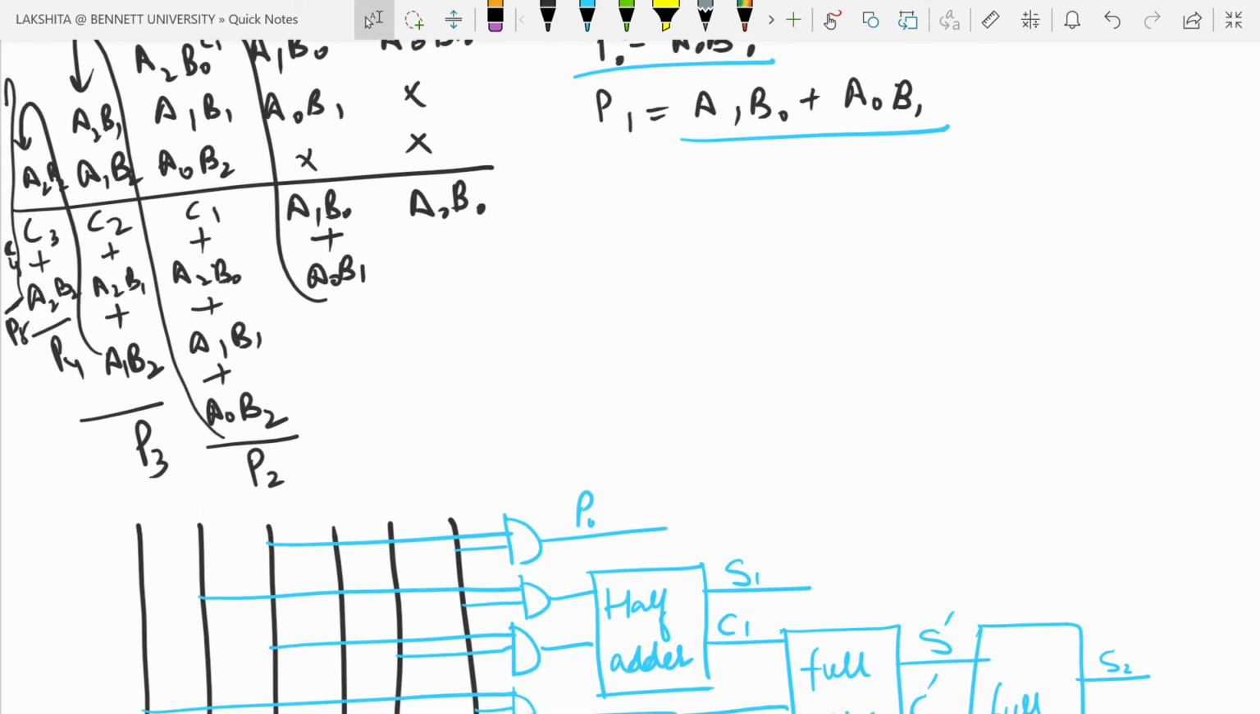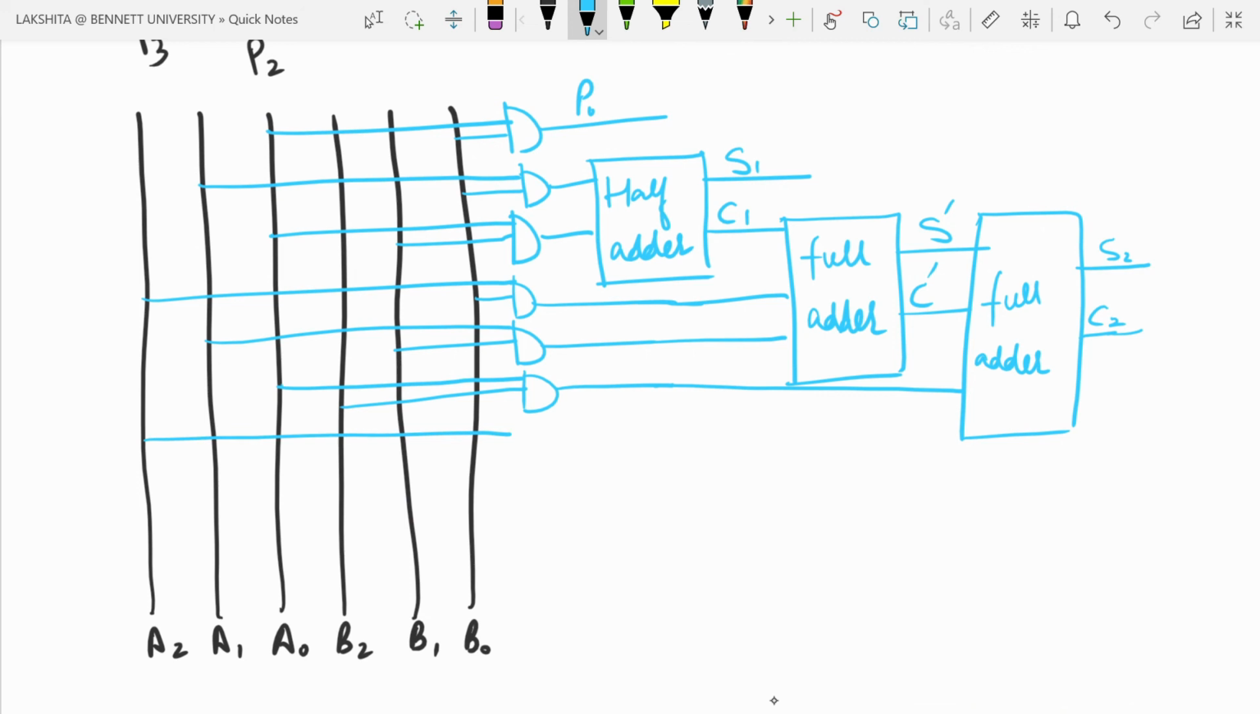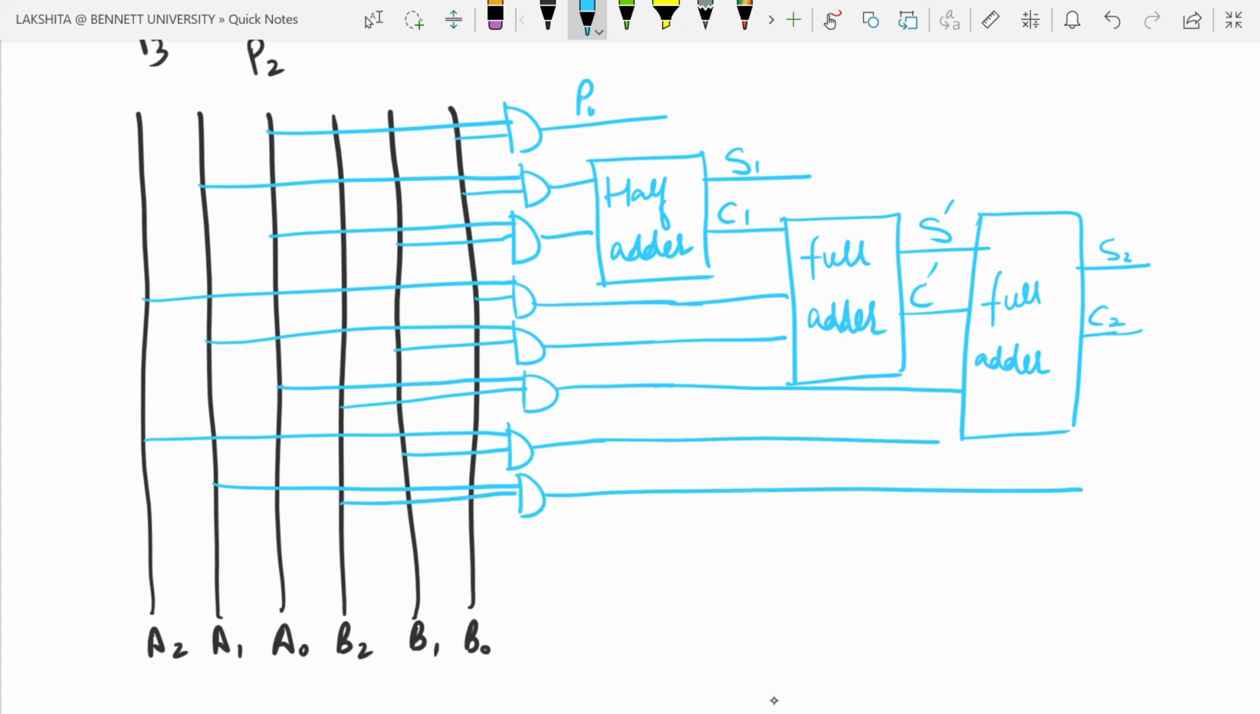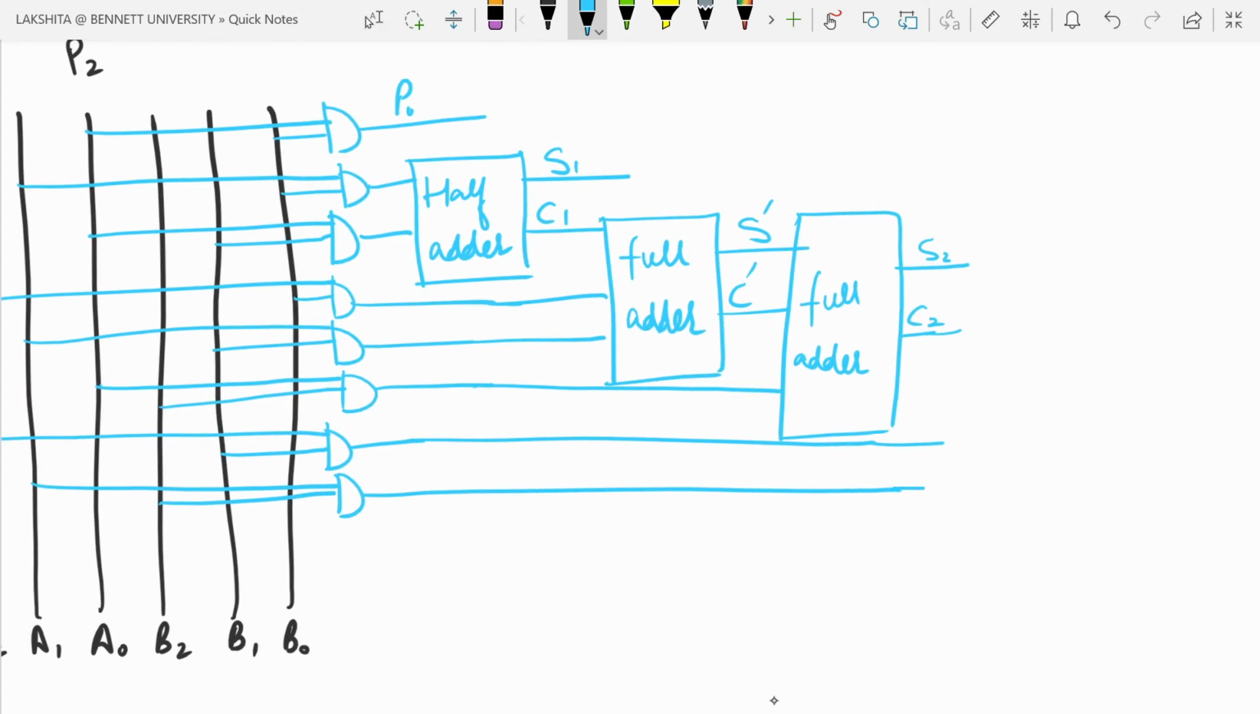It's time for us to draw the P3, which is C2 plus A2 B1 and A1 B2. We'll add these three components using a full adder. Here we'll have a sum which is S3 and a carry which is C3.